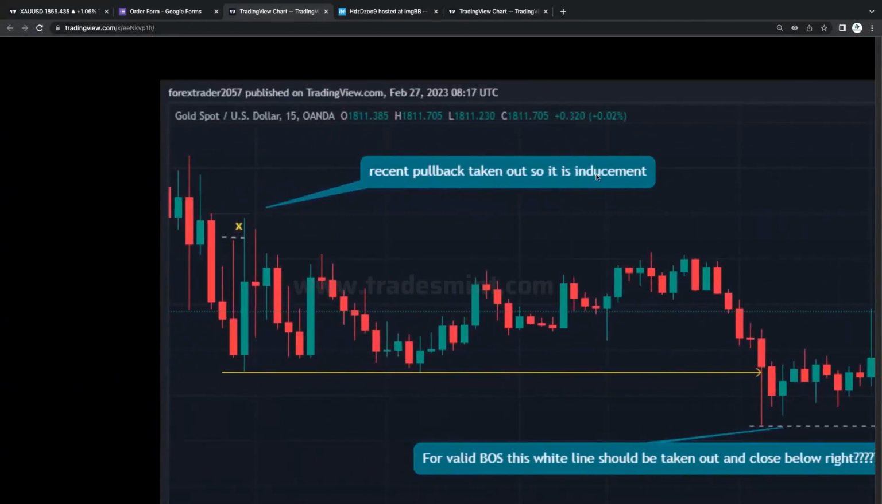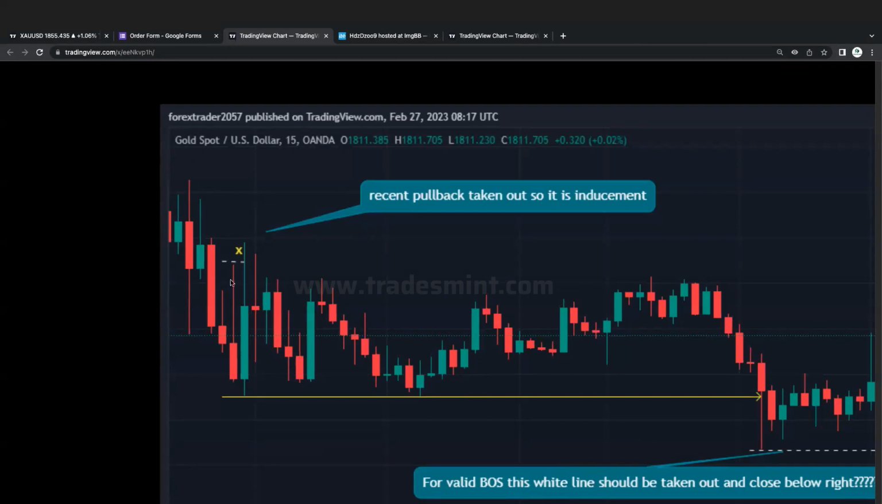Recent pullback taken out the inducement. Okay. Yes, sir. This is a valid pullback, actually, because the previous candle high was taken out and pushed downside, and the next candle broke this low. So this becomes our valid pullback here, right? Like this. Let me show you. The previous candle high taken out and pushed downside, and this moves something like this and pushes downside. Okay. When the market took out the previous candle high, the market created a valid pullback here.